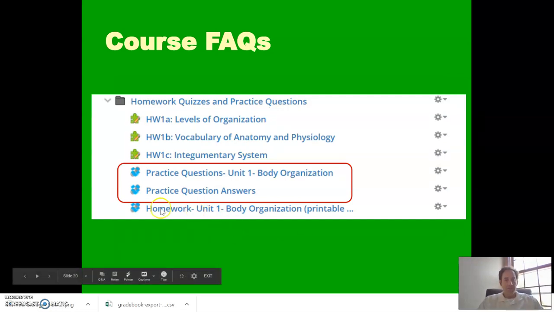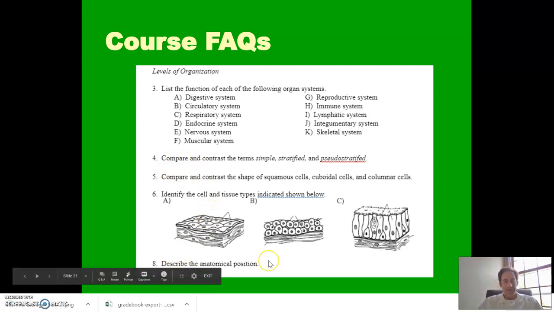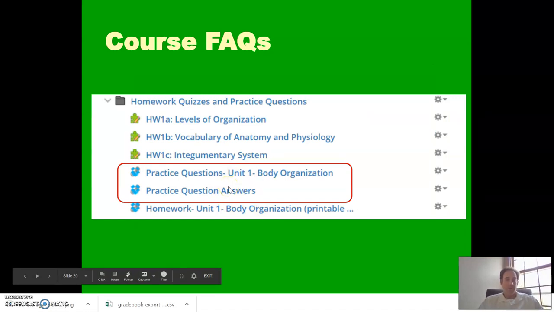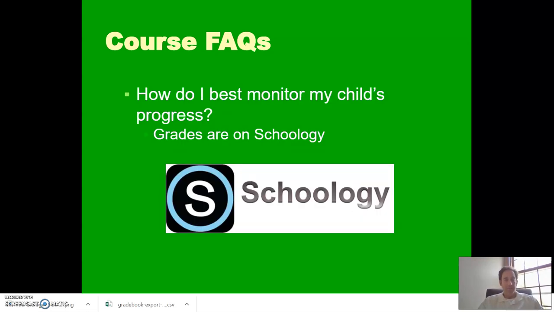There are also some more sophisticated questions under here. The problem with having a computer grade is that we're limited to multiple choice and matching kinds of things. So these practice questions look more like this, where we get into a little bit higher level thinking: compare, contrast, describe the anatomical position, and other things. Note that answers are available to those so you can check your work and make sure you understand. So there's plenty of practice available online as well.